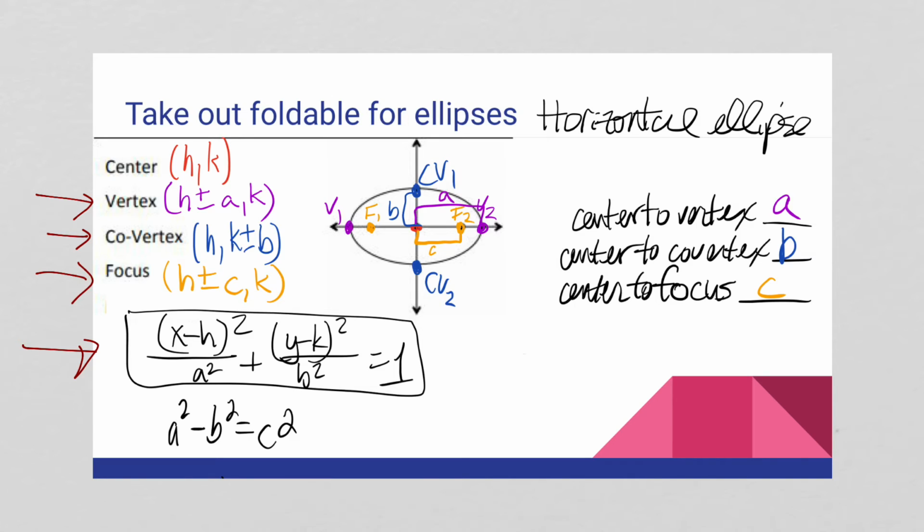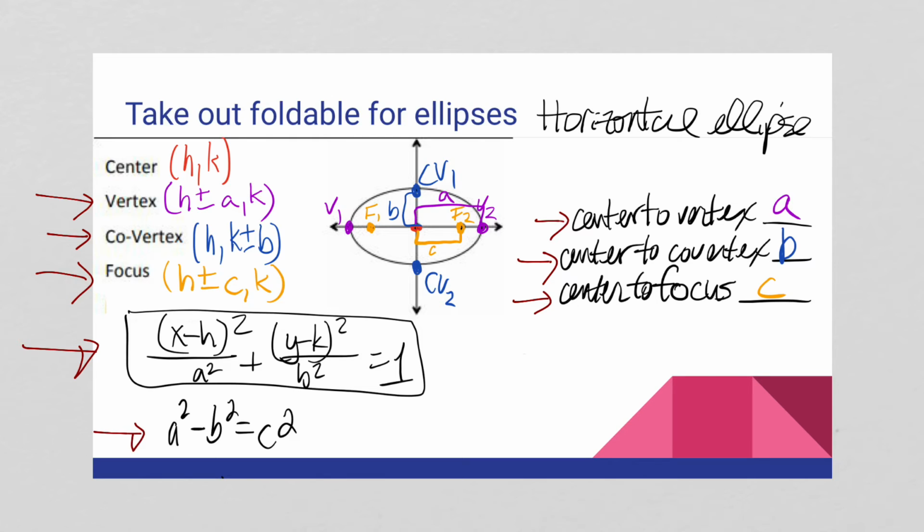So how am I getting this a, b, and c thing? Well, the a distance, and I have it in purple, is from the center to the vertex. That's your a distance, so you would be counting boxes for that. To get the b distance, it would be from the center to the co-vertex. Count the boxes for that. And then the c distance is from the center to the focus, so that's real important there.